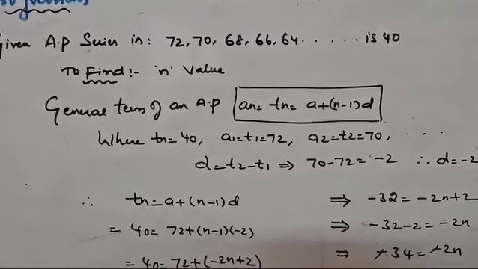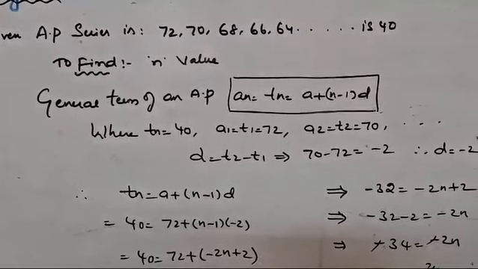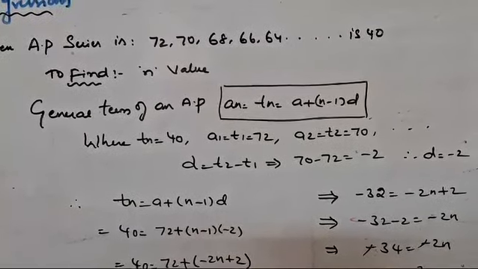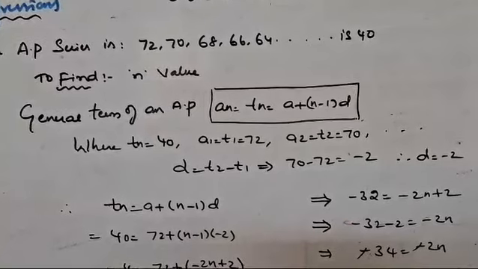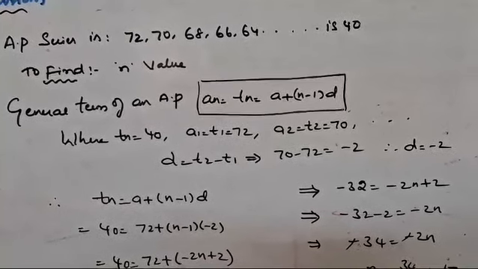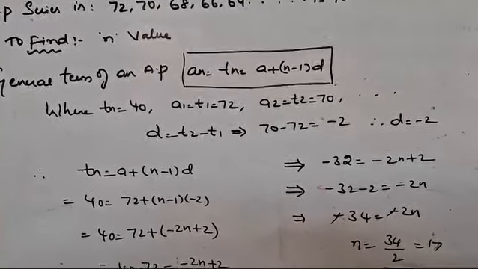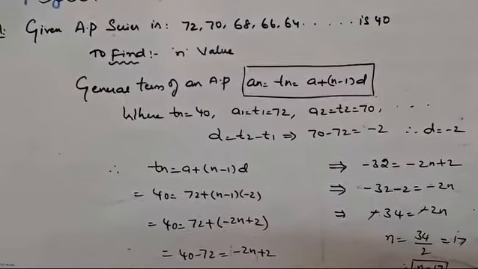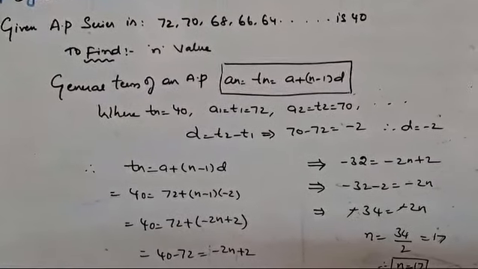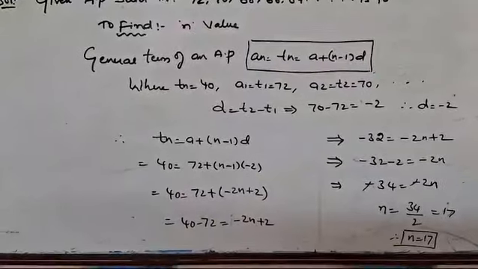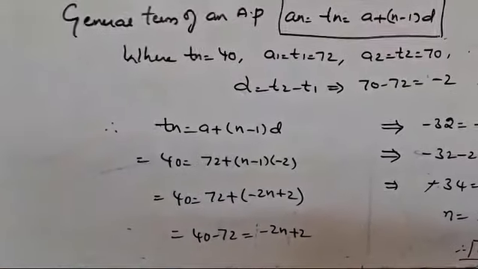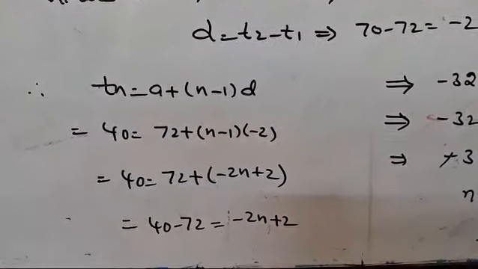Okay. So given that the Tn value, that is the last value, is 40, and what is the A1 value? A value is 72, A2 is 70. Find the common difference. d equal to T2 minus T1, that equal to 70 minus 72, that equal to minus 2. So substitute all the values in the general term. Tn equal to a plus n minus 1 into d.